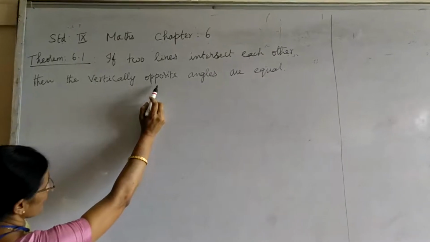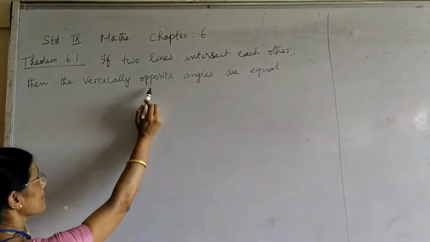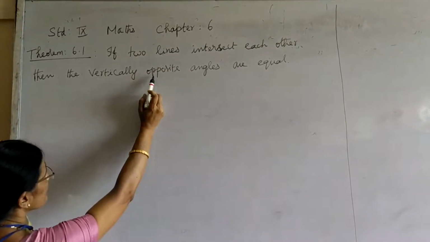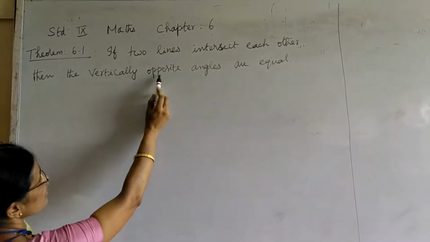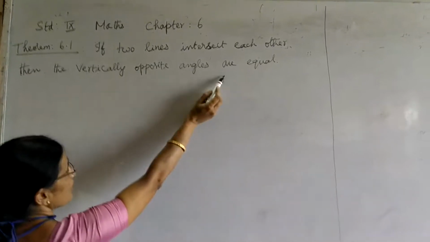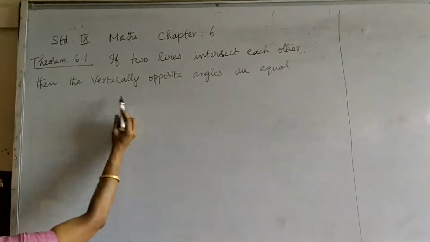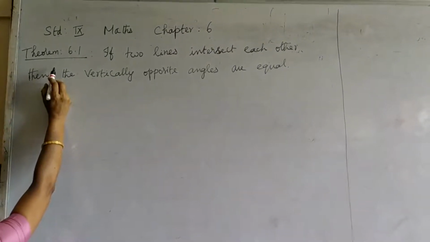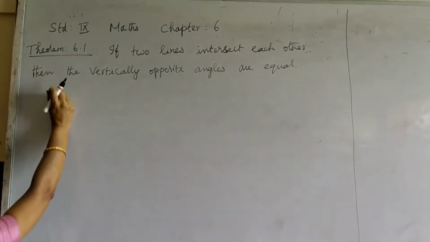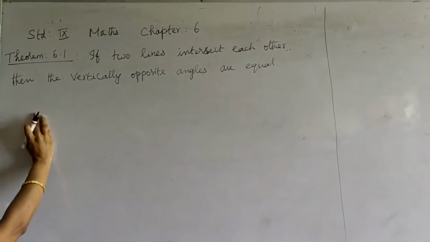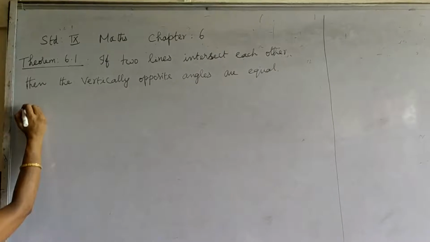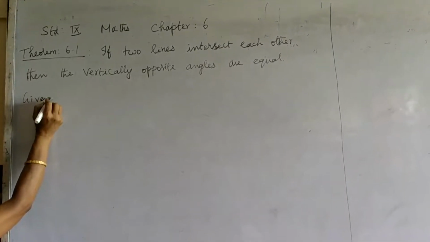In the previous session, we understood what are vertically opposite angles and how many pairs are formed when two lines intersect. The theorem says that the vertically opposite angles thus formed are equal. When theorem is given, there exist three parts in theorem. One is given, the second part is to prove, and the third part is proof, the way of explaining the answer. So first let us write given.